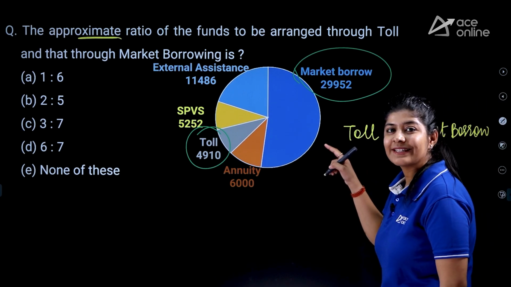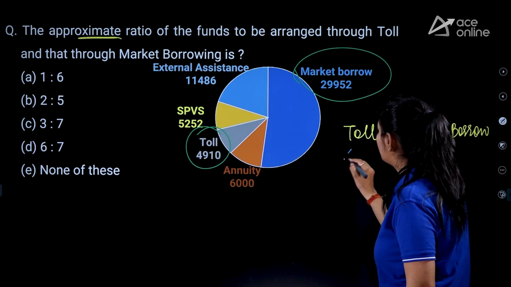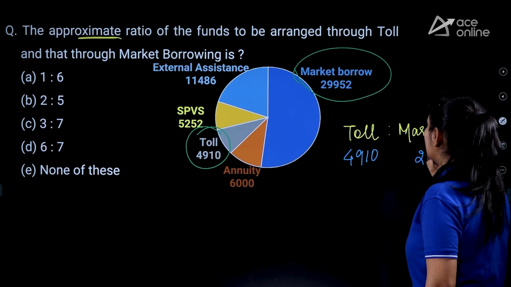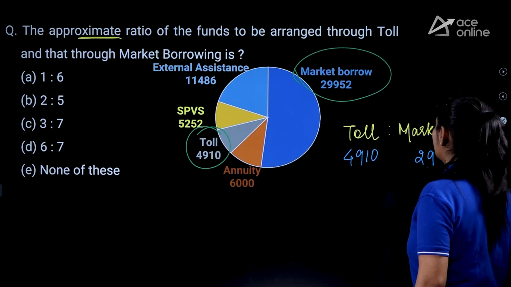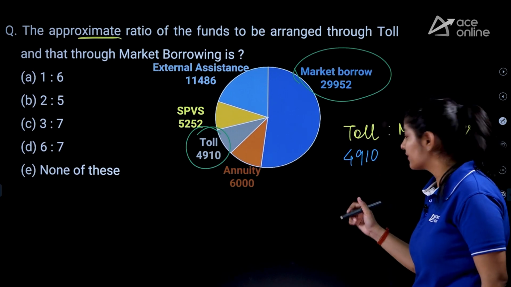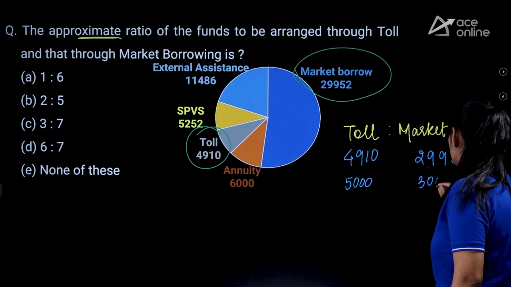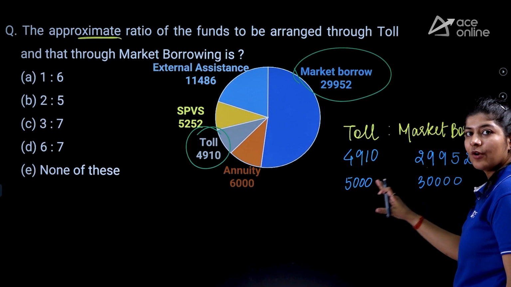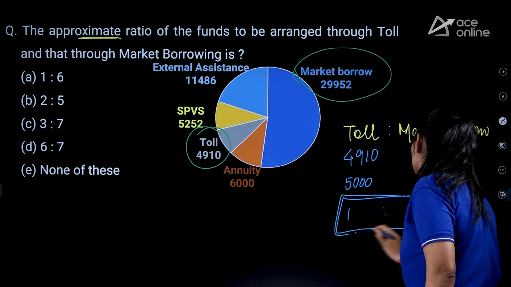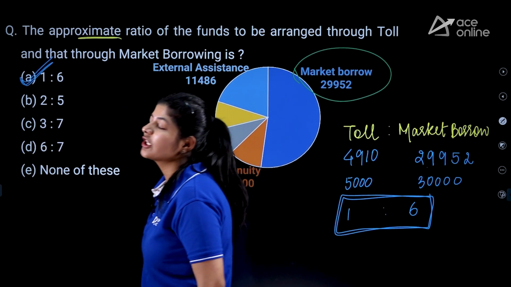The amount that is calculated by the toll is equal to 4910, and the value over here is 29952, right? If I take 5,000 over here and 30,000 over here, since we have to do the approximate calculation, we know that this is only six times of this one. So we can say that the approximate ratio that we are getting is 1/6. That means option A is correct.